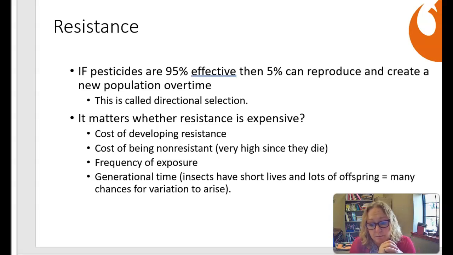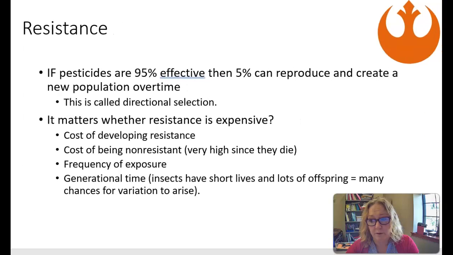Okay, so same type of example. I've got to get you the whole thing here. If pesticides are 95% effective, 5% can reproduce and create a new population over time. This is called directional selection. So your pesticide is 95% effective. The 5% who survive are resistant, and then over time, they're going to mate with one another.